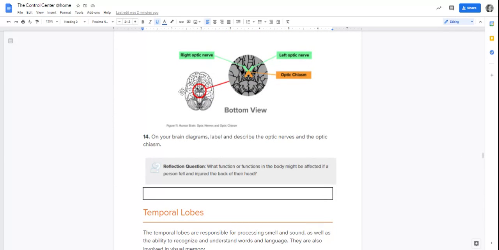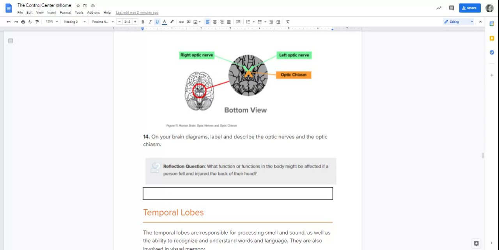So we see the bottom view of the brain here, and what's circled in red is then enlarged over here, and this is giving us the ability to see the structure of the optic nerve. So here we have the left optic nerve, the right optic nerve, and right below it, the optic chiasm.